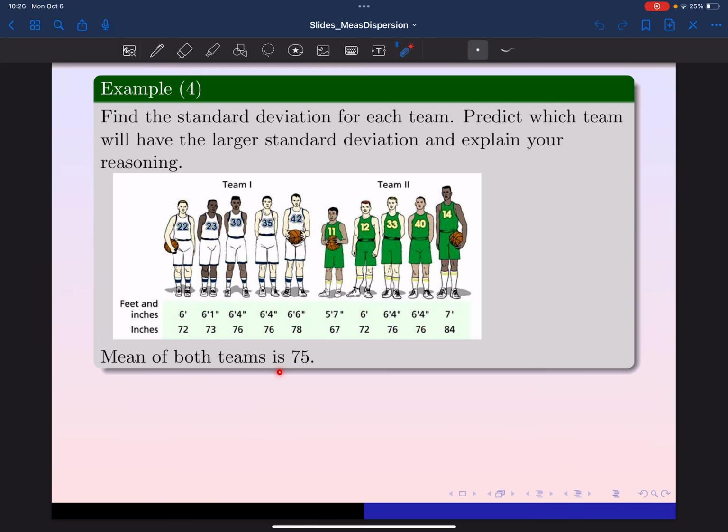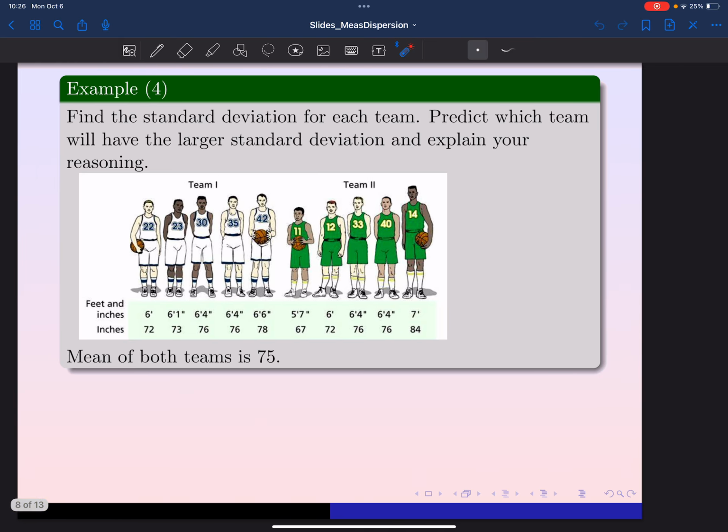For our example 4, find the standard deviation for each team, predict which team will have the larger standard deviation, and explain your reasoning. We know that both teams' average, the mean, is 75. So we can predict that since the members of one team are closer together in height, the standard deviation would be smaller. The other team's data is more spread out because the heights are different, so it should have the larger standard deviation. But let's calculate the standard deviation.